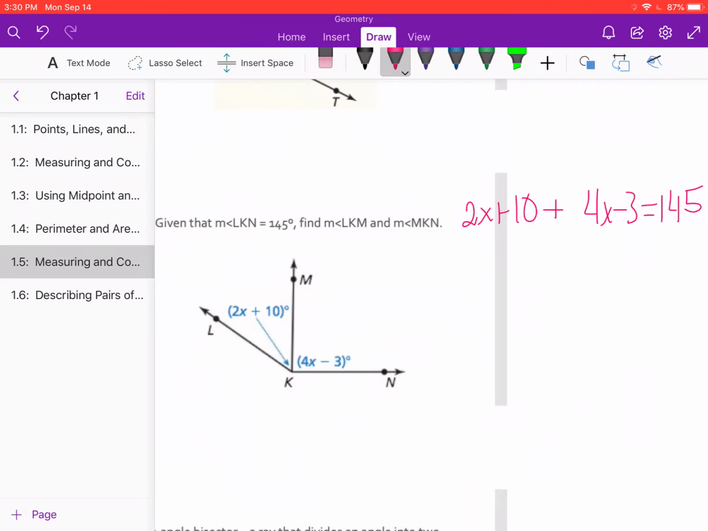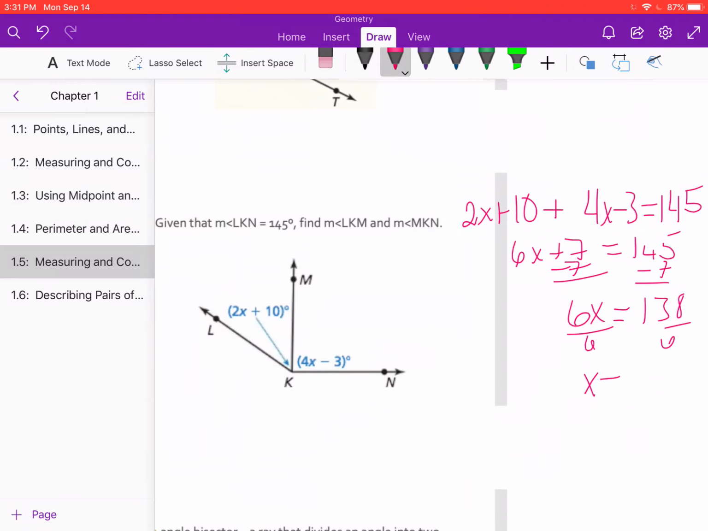Then it just becomes solving an equation. 6x plus 7 equals 145, minus 7, minus 7. 6x equals 138. Divide by 6. x equals, I believe, 23. Okay, we're not done. We only found x.